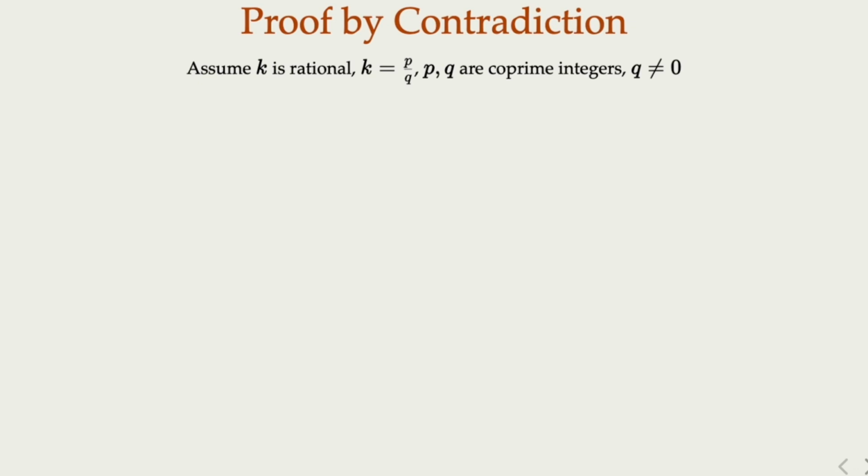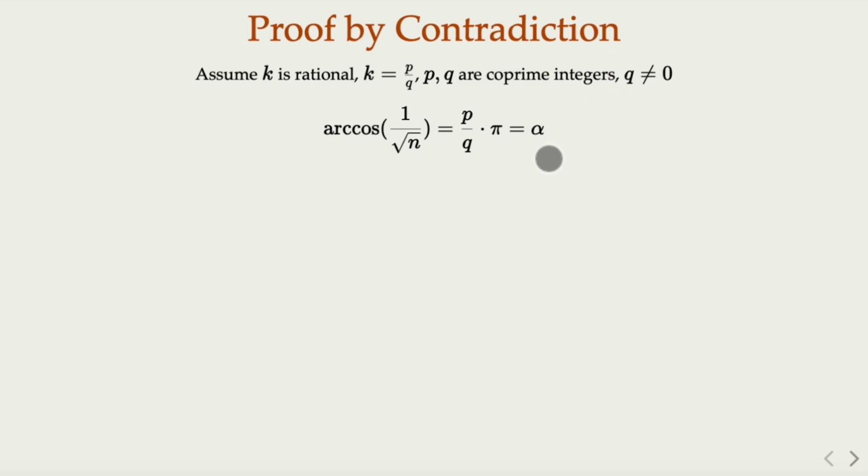That is, you assume k, the coefficient, is rational, that is, a ratio of two integers p and q, relatively prime, q non-zero. What we have here is arccosine of 1 over square root of n equal to this rational ratio, assume. Let's call the whole thing alpha, in radians. So by definition of arccosine, cosine alpha would equal 1 over square root of n. We don't like square root of n.